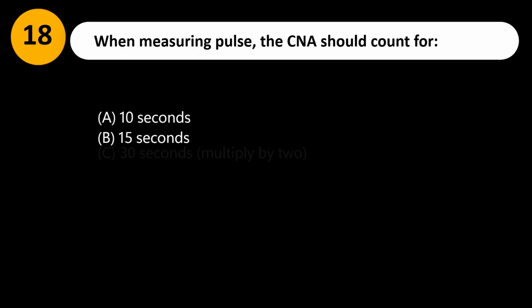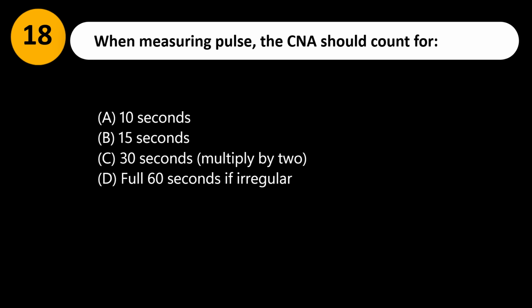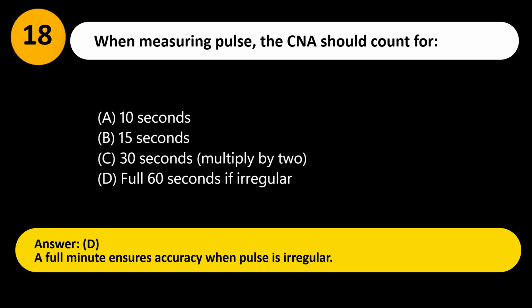When measuring pulse, the CNA should count for: A. 10 seconds. B. 15 seconds. C. 30 seconds, multiply by 2. D. Full 60 seconds if irregular. Answer, D. A full minute ensures accuracy when pulse is irregular.